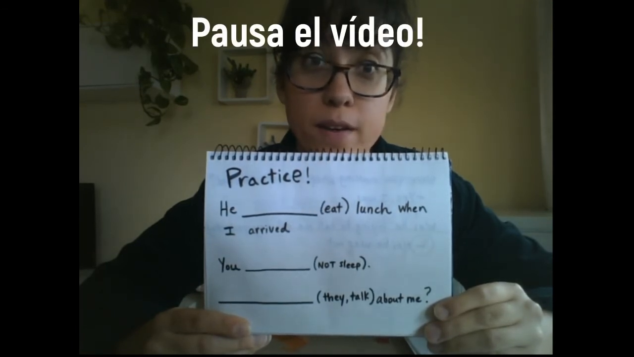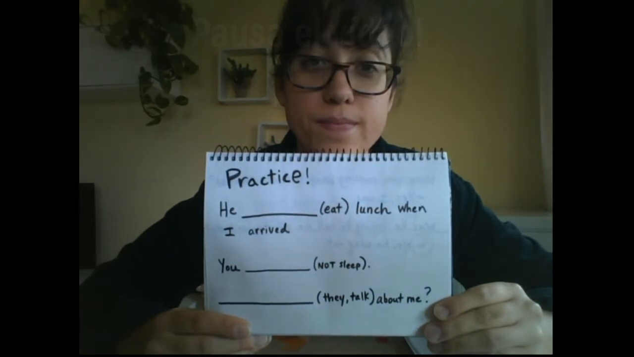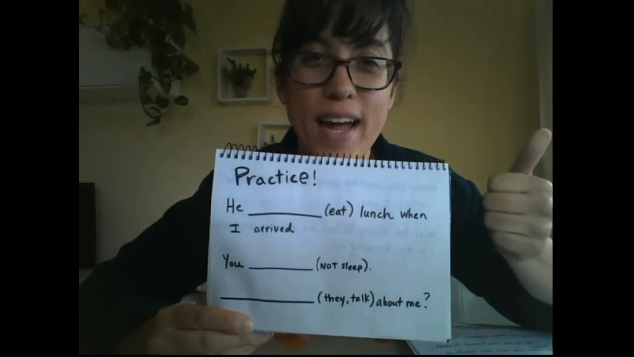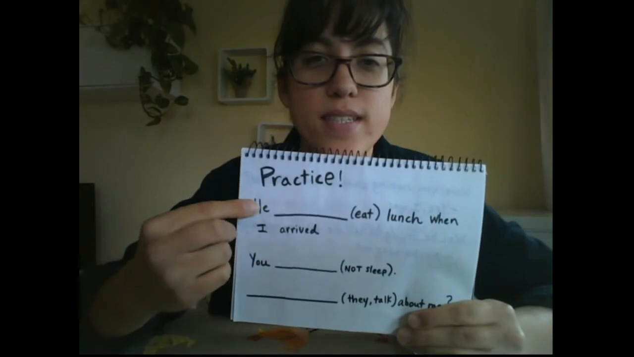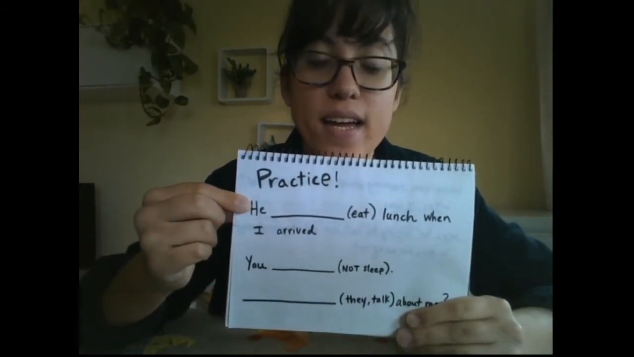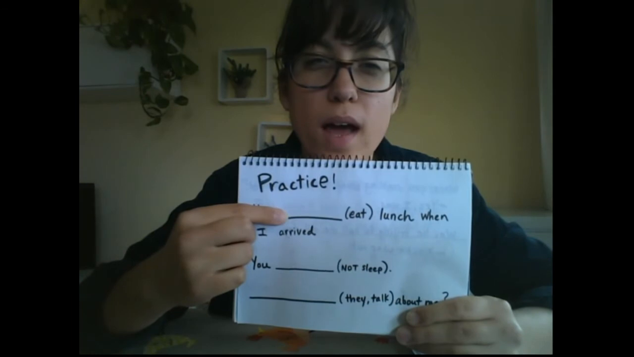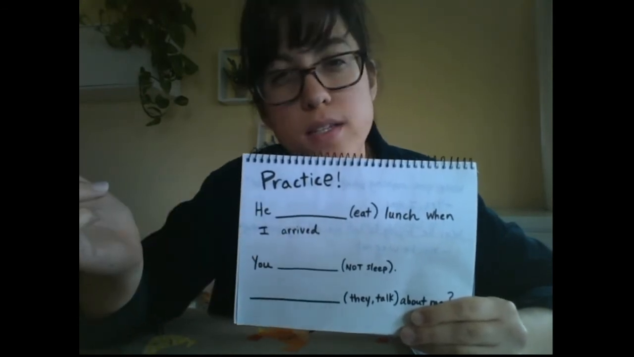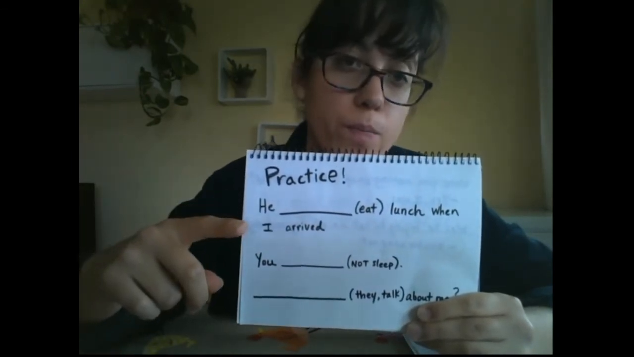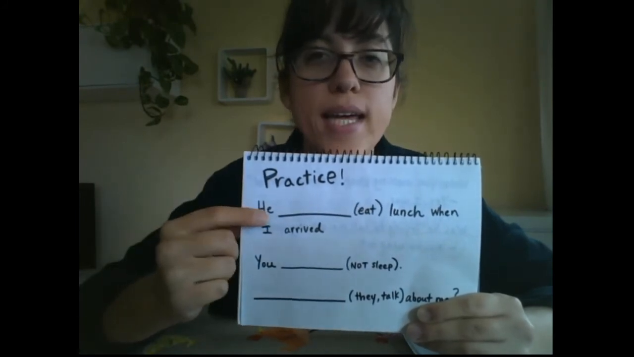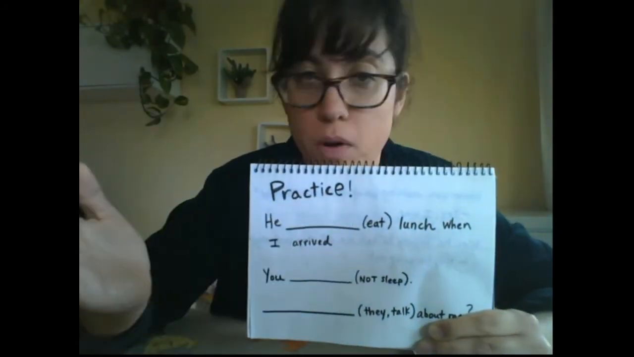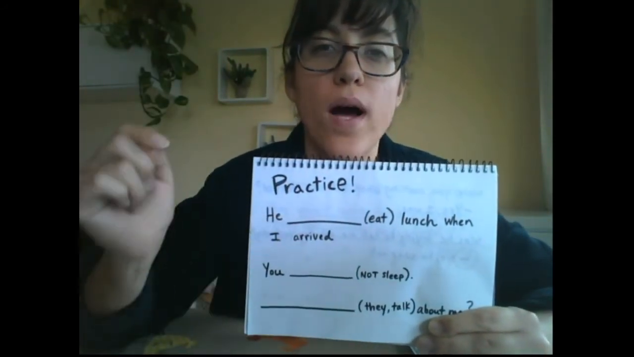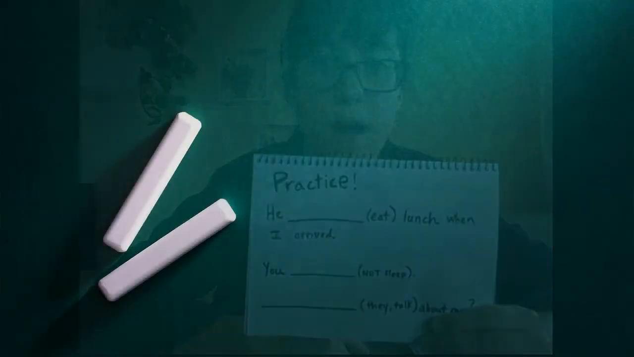Debes pausar el video. Okay. So, what are the answers? We have subject. He, ¿con qué conjugación del verbo to be? Was or were? Goes with was. So, he was, y después tomamos este verbo, eat, y lo ponemos ing. He was eating lunch when I arrived.